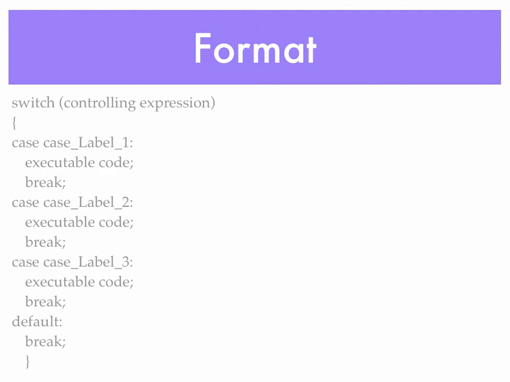We have 3, in this example's labels, case label 1, 2, and 3. If any one of those evaluates or is the same as the controlling expression, the executable code associated with that case label executes, and we're out of the construct. If none of those 3 case labels match the controlling expression, we go to the default. And in this case, the default is to simply break out of the construct. If none of the cases match the controlling expression, we go to the default and take the action associated with the default. In this case, it's simply to break.